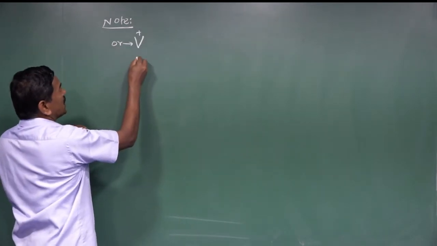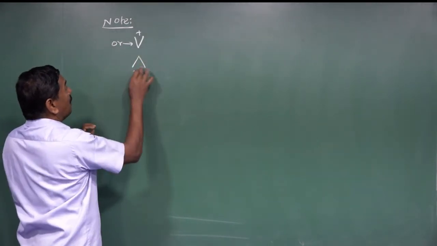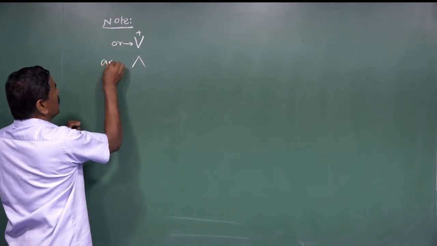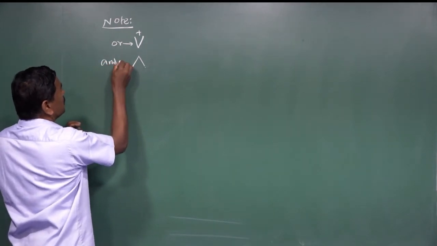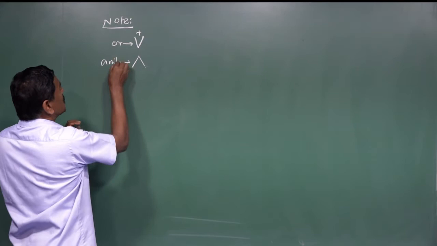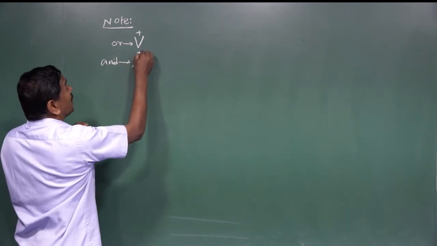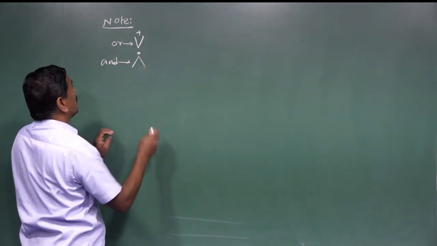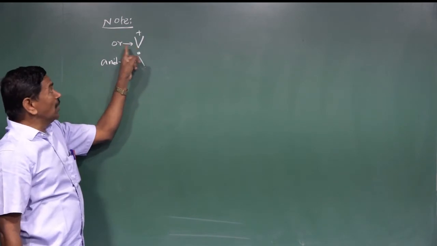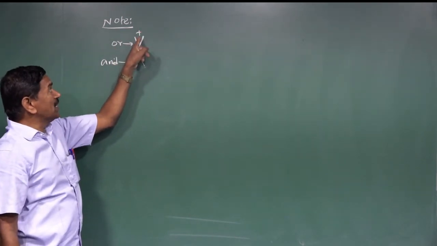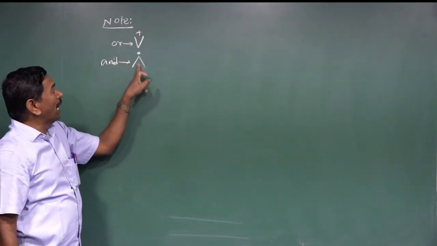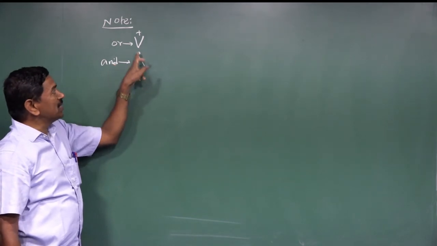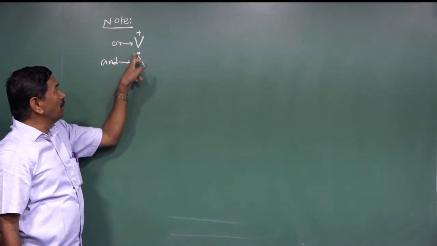Next, the cap denotes AND. AND means multiplication. Here AND is a conjunction. Inverted cap denotes OR, which means addition, and the cap denotes AND, which means multiplication.